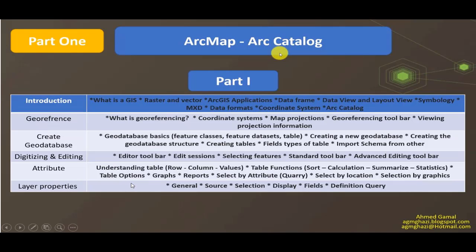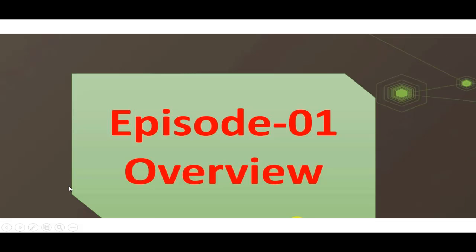So table options and graphs: how to create a new graph or report. And select by attribute: how to select some data from the attribute table by a query, and select by location, how to select the data by location, and selection by graphs. And also the layer properties, we'll discuss that later.